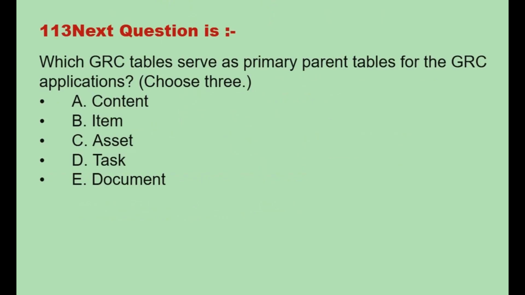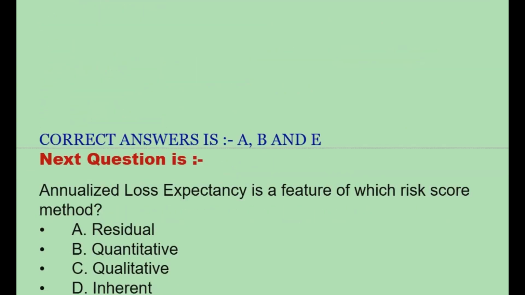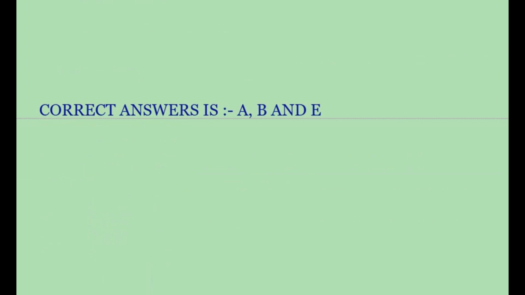Question is, which GRC tables serve as primary parent tables for the GRC applications? Choose three options. Option A, content. Option B, item. Option C, asset. Option D, task. Option E, document. Correct answer is option A, B and option E.